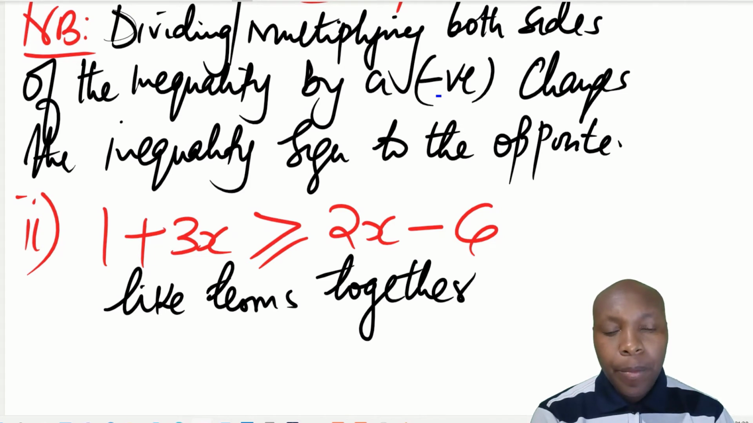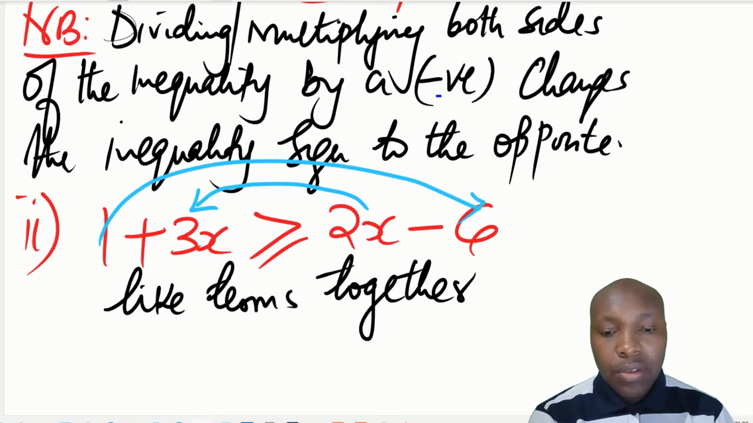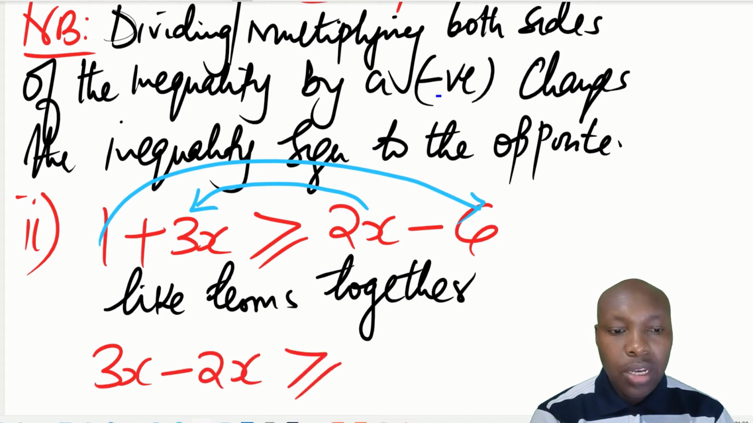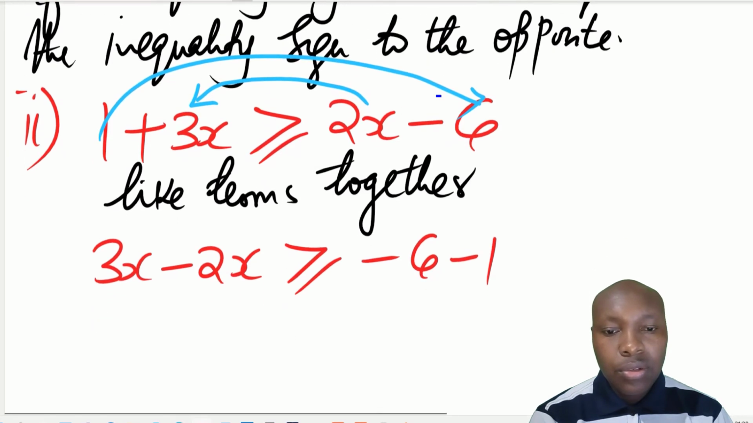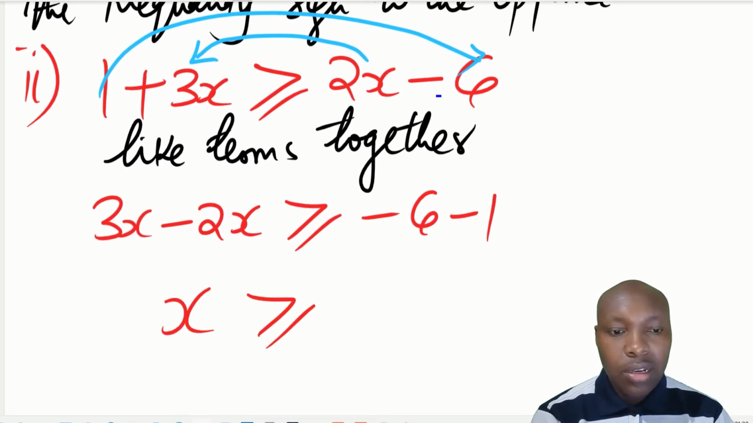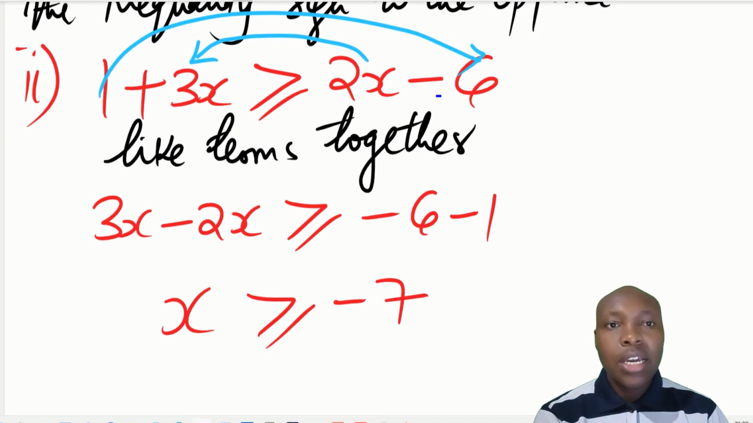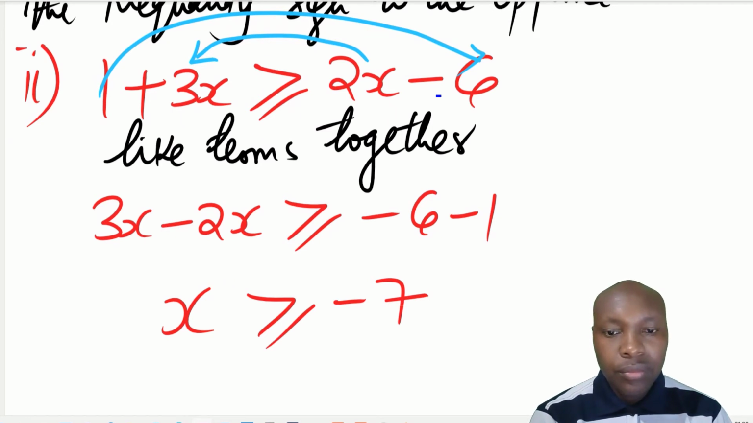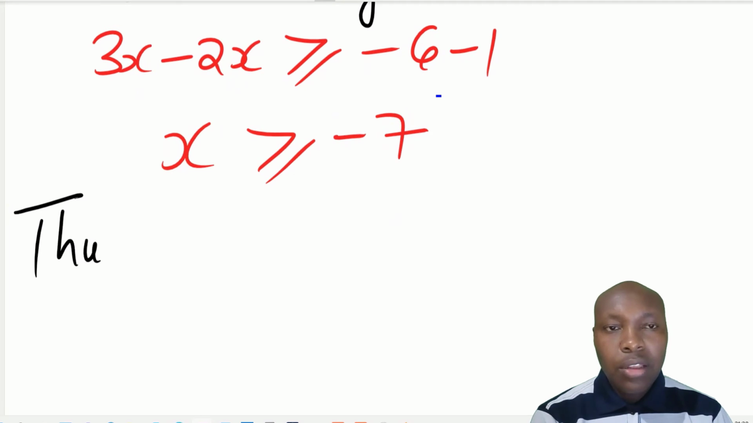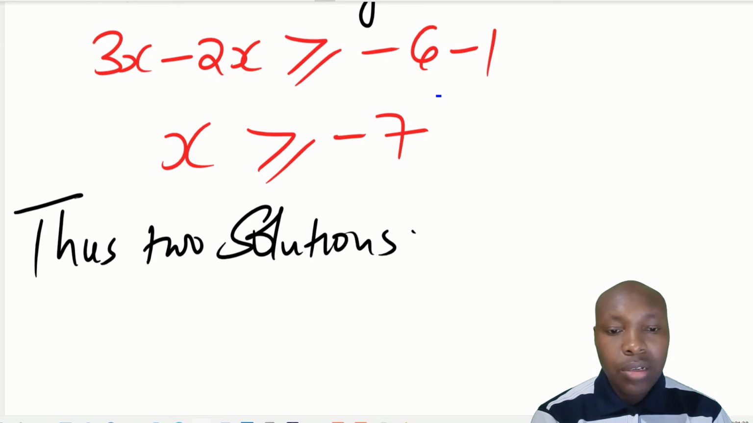Now, we bring 2x to the left hand side, and we take 1 to the right hand side. So when you bring 2x to the left hand side, you get 3x minus 2x is greater than or equal to negative 6 minus 1. So 3x minus 2x is x, and x is greater than or equal to negative 6 minus 1, which is negative 7.